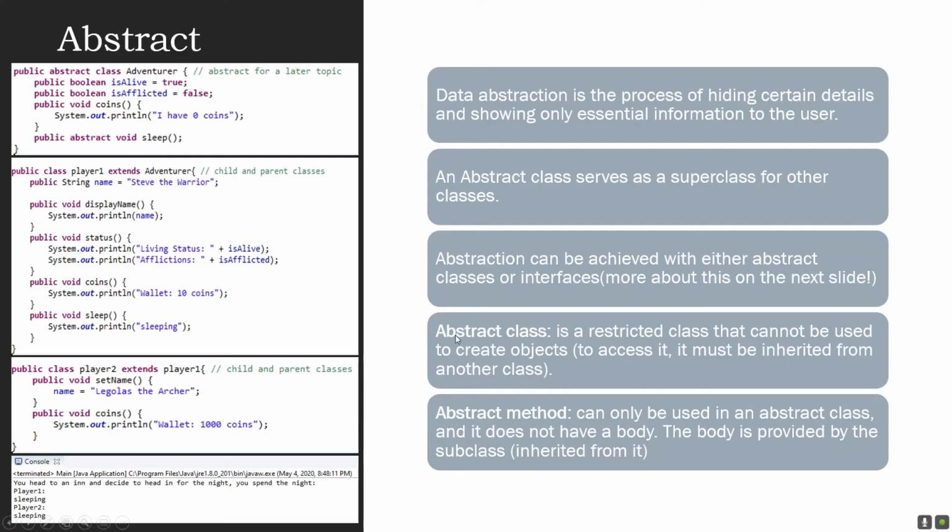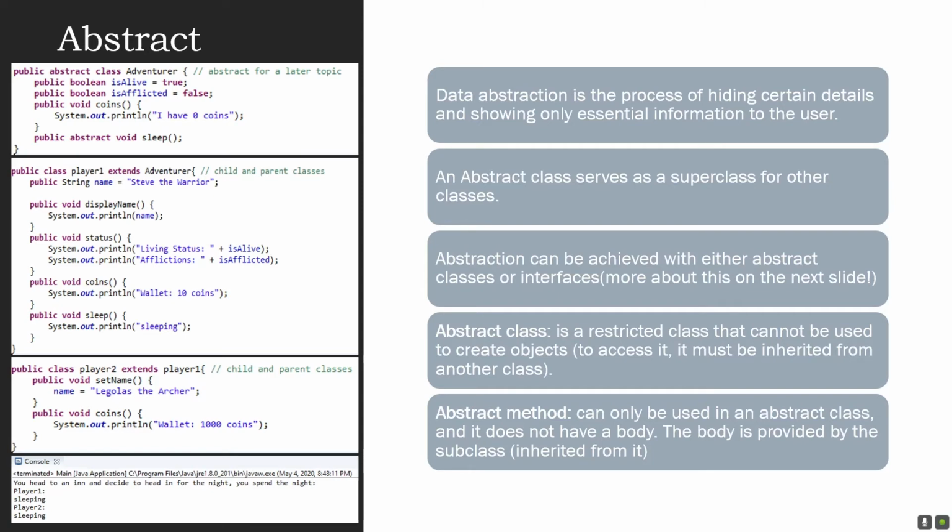Moving on to abstract. So for abstract, data abstraction is pretty much the process of hiding certain information from code. So this is really useful for security. An abstract class serves as a superclass for other classes. Abstraction can be achieved with either abstract classes or interfaces, or with both.